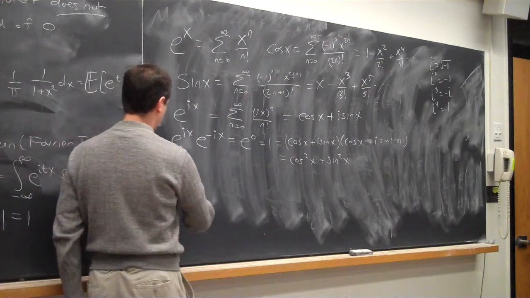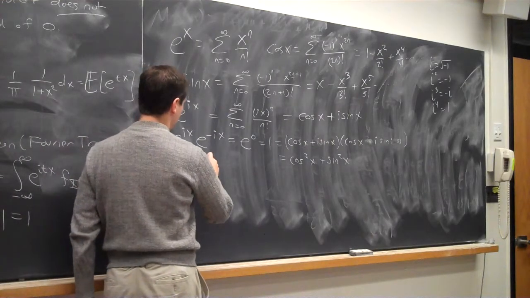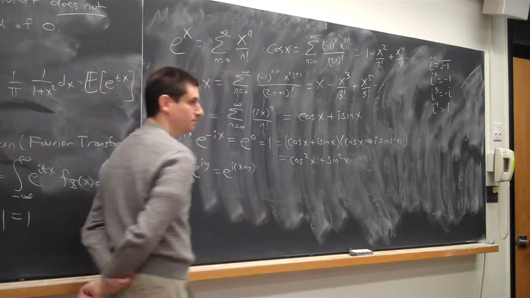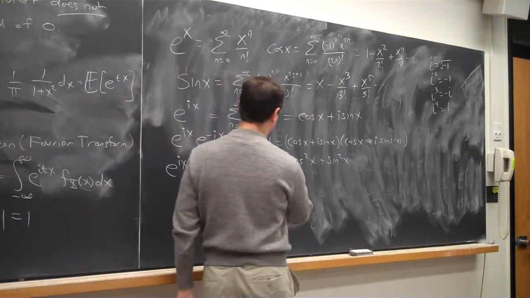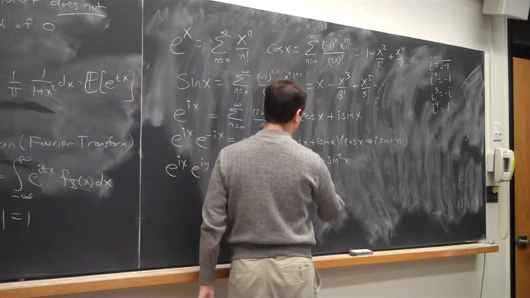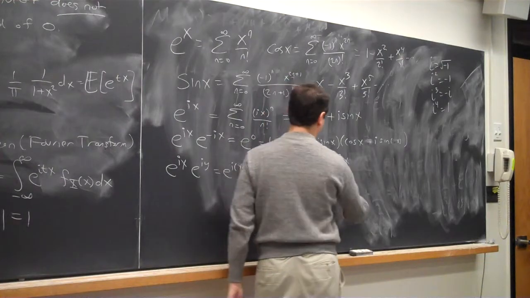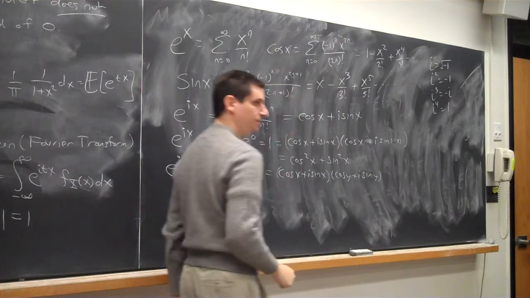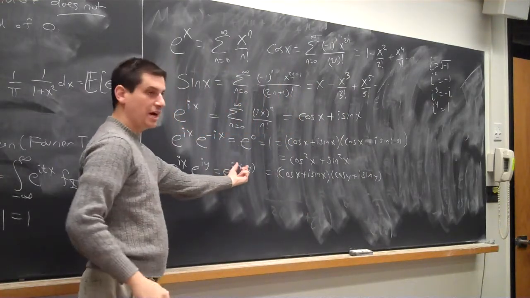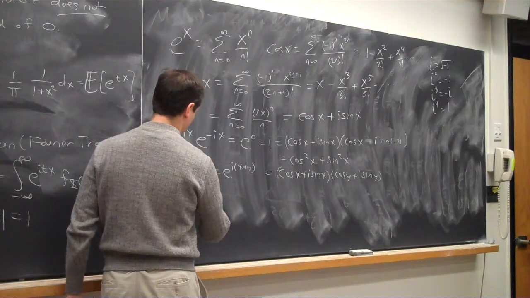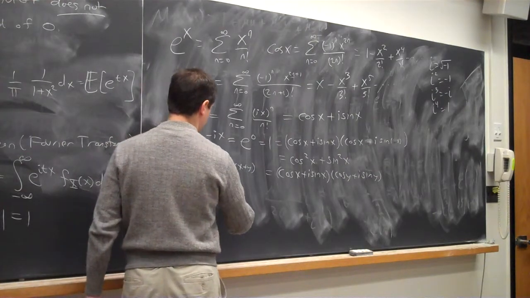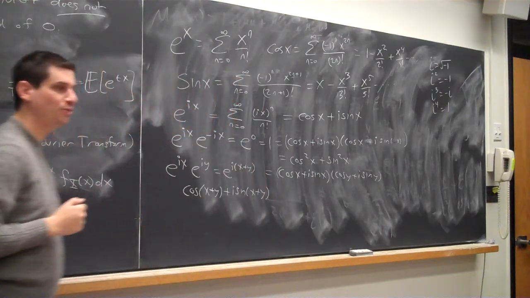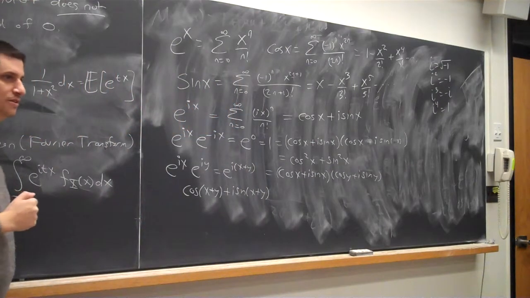Let's do one more. e to the ix times e to the iy is e to the i times x plus y. This is cosine x plus i sine x, times cosine y plus i sine y. Well, e to the i times x plus y, by definition, that's cosine of x plus y plus i sine of x plus y. We're going to get our trig formulas. We're going to get the angle addition.